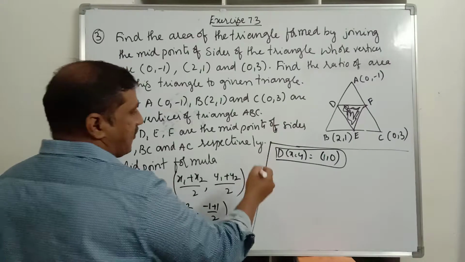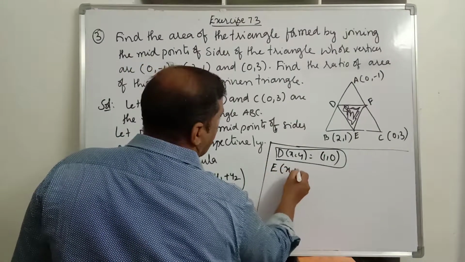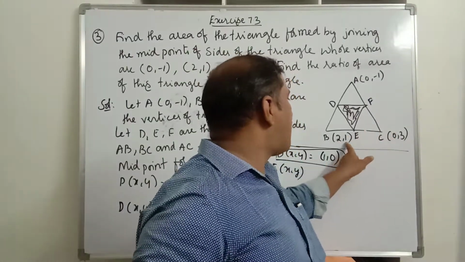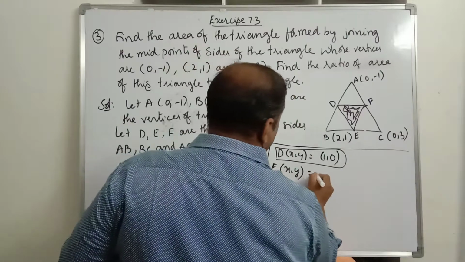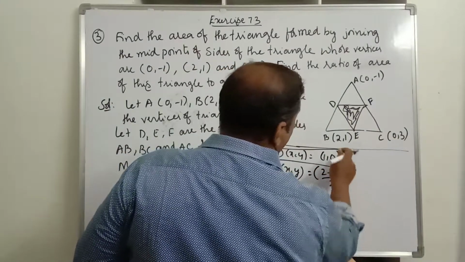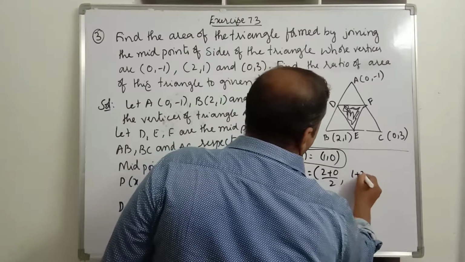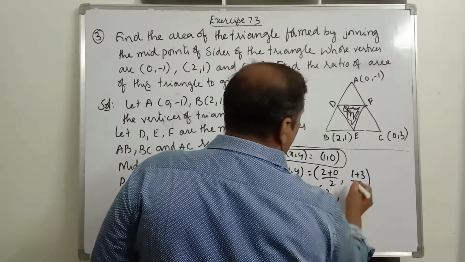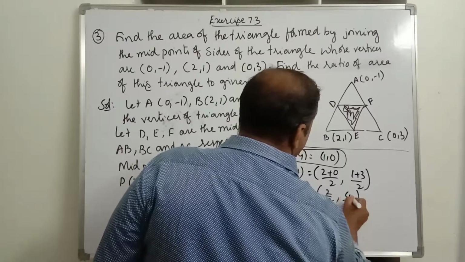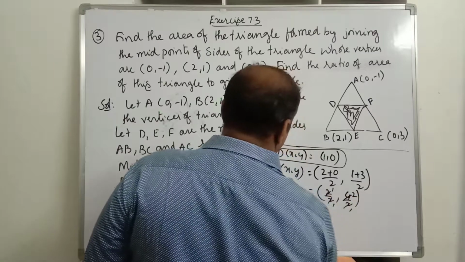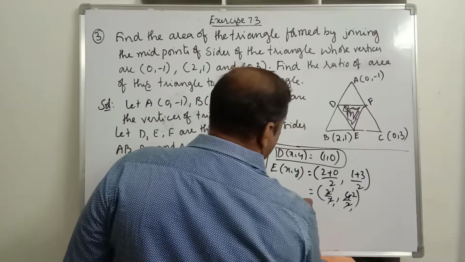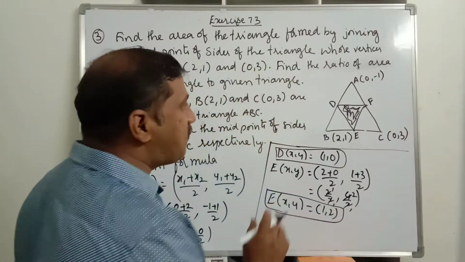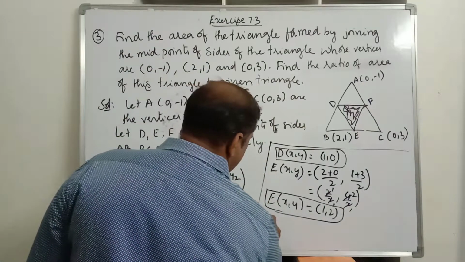Similarly, find the coordinates of E. E is x comma y. E is the midpoint of B and C. x1 plus x2 means 2 plus 0 by 2, comma y1 plus y2 means 1 plus 3 by 2. That is equal to 2 plus 0 is 2, 2 by 2, comma 1 plus 3 is 4, 4 by 2. Therefore, point E is (1, 2). Now find the coordinates of point F.